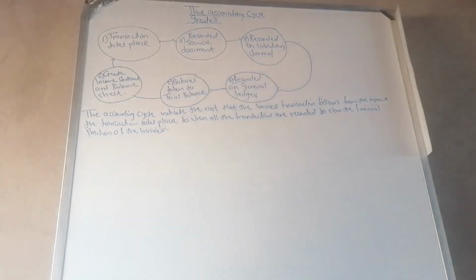That entire information, it's a transaction because it involves the exchange of what? Of money. So it shows the route that the business transaction follows. From when? From the moment the transaction takes place, that's a transaction. To when all the transactions are recorded, everything, spendile bokae for motlakase, re spendile bokae for eng. The recordings of the day have to be recorded to show what? The financial position of the business.